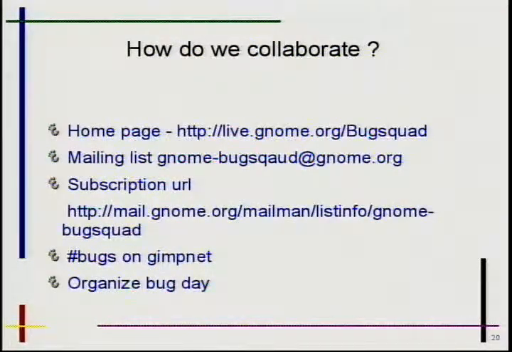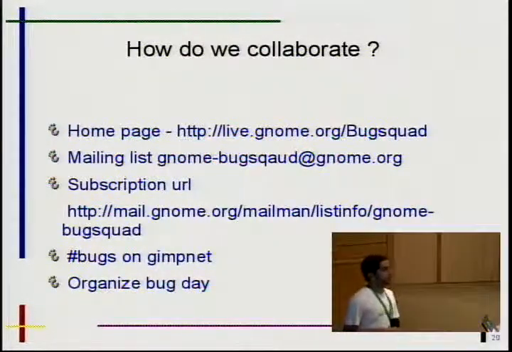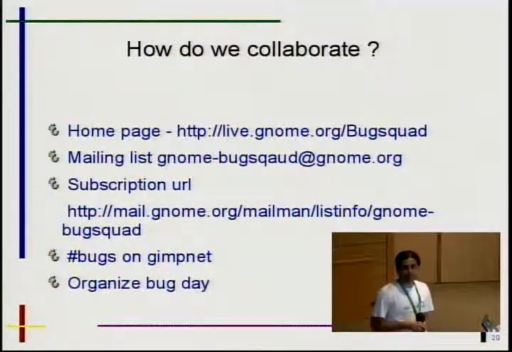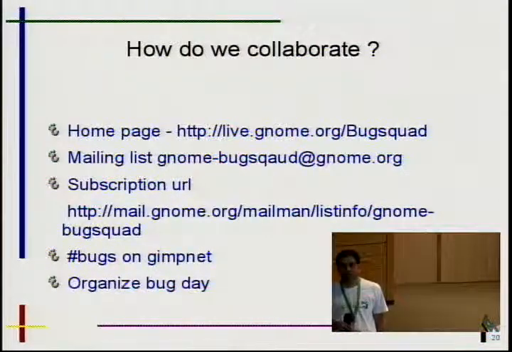So in GNOME, there are many people who are contributing, working in all different time zones. So there should be some way for how they want to collaborate. So there is a home page for the Bug Squad team. It's on live.gnome.org. You can get the information about the Bug Squad team, the members, the triaging guidelines, and this is the mailing list for Bug Squad members.